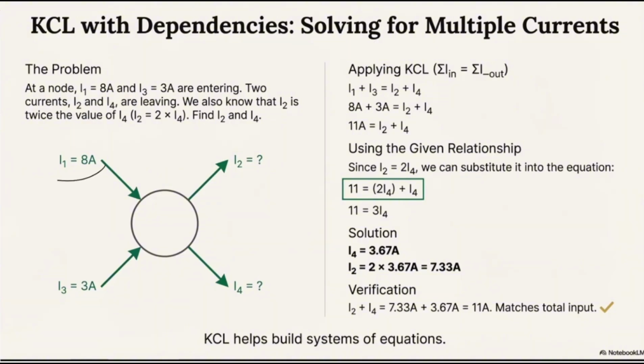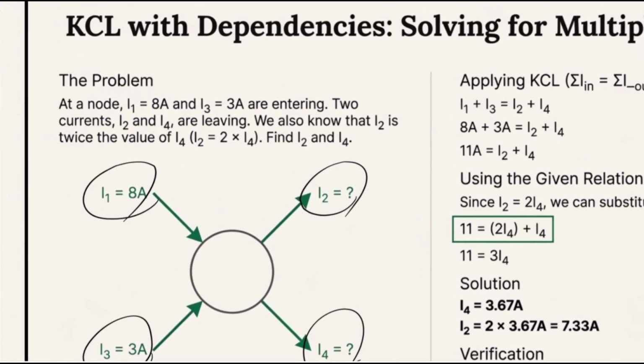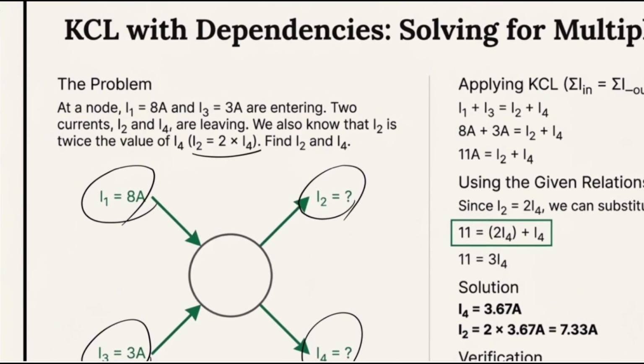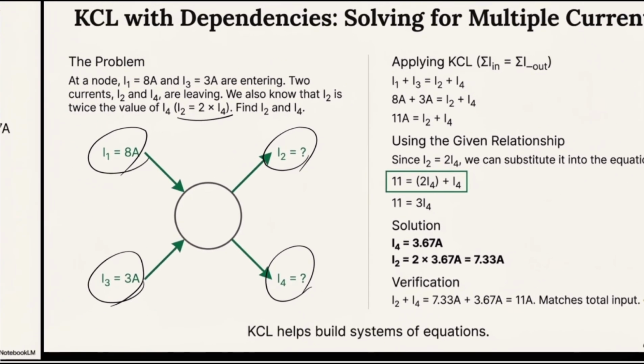So, another problem. You have I1 as 8, you have I3 as 3. I don't know I2 and I4. It means that I have two unknowns. But at the same time, I know something: that I2 is going to be 2 times I4, or I2 is twice the value of I4. How can I do that?